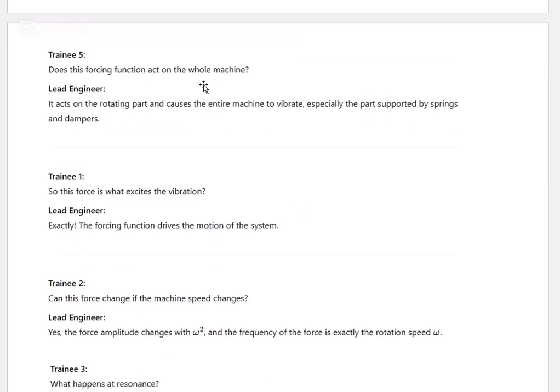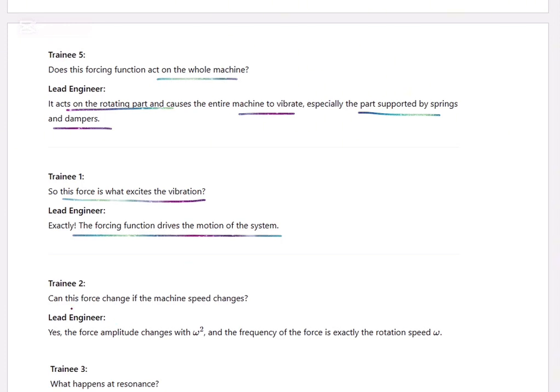Does this forcing function act on the whole machine? It acts on the rotating part and causes the entire machine to vibrate, especially the part supported by the springs and dampers. So this force is what excites vibration. The forcing function drives the motion of the system. Can this force change if the machine speed changes? Force amplitude changes with omega squared. The frequency of the force is exactly the rotation speed.